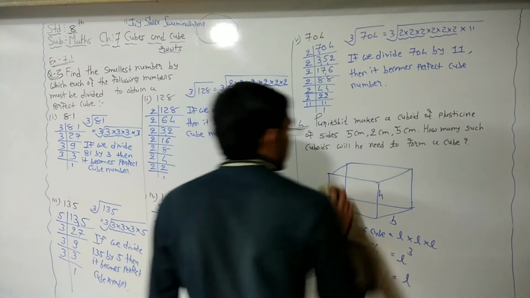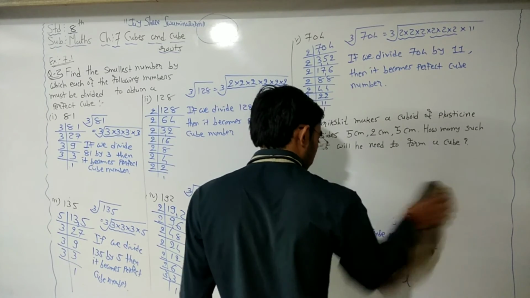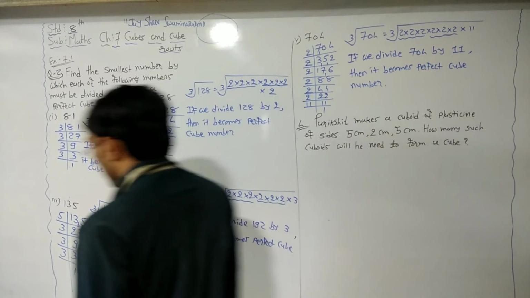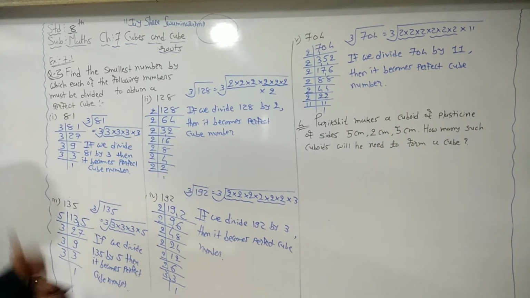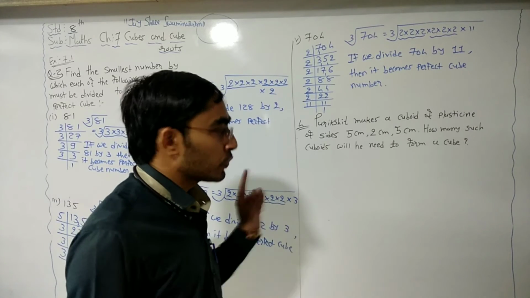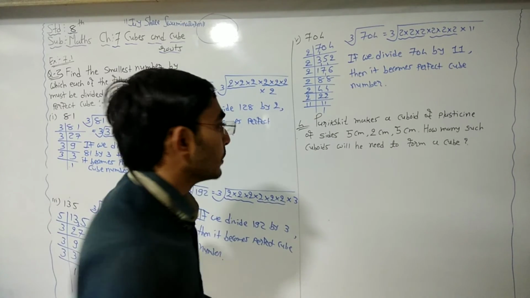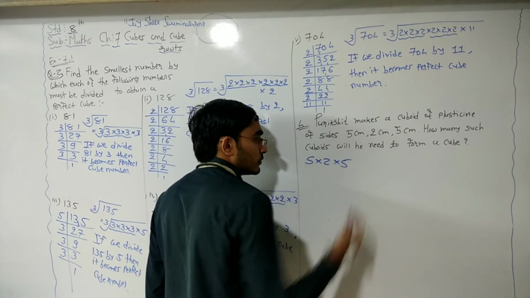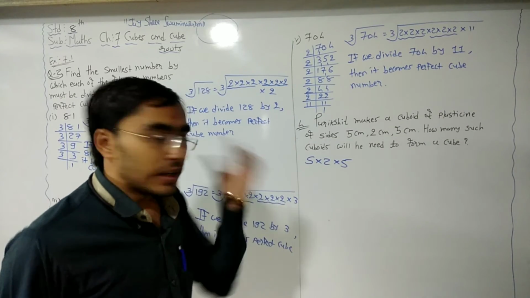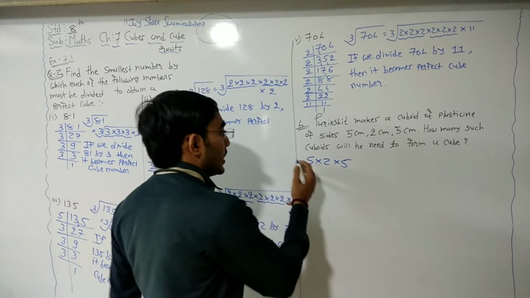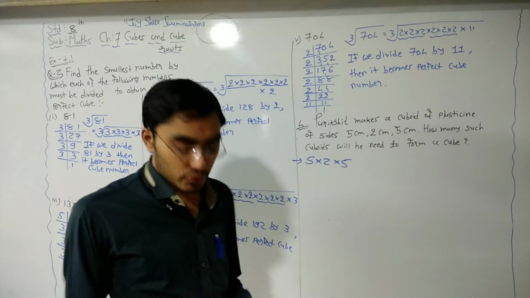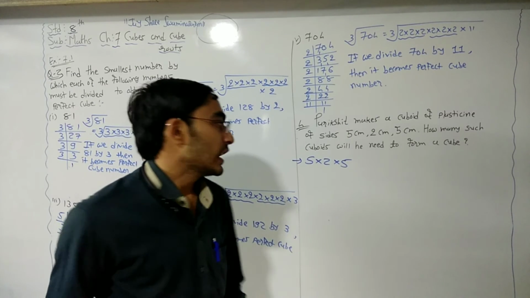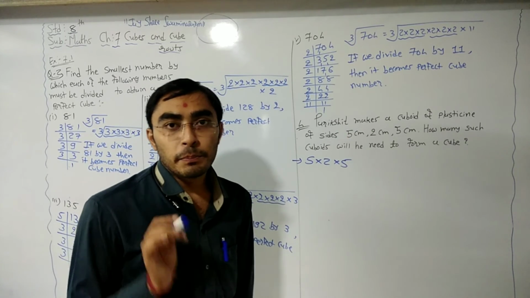So here our length, breadth and height are 5, 2 and 5. If we multiply these numbers, it gives the volume, and we want a perfect cube number. So right now the multiplication of 5, 2 and 5. Here, if we think about the cube root, this is not a perfect cube number, right?